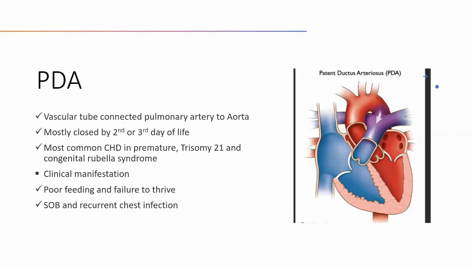And a large shunt PDA may cause some lower respiratory tract infections, can also cause some atelectasis and also some congestive heart failure. We also see it in trisomy 21 and congenital rubella syndromes, and it presents similarly to the other defects: poor feeding and failure to thrive, shortness of breath, and also the recurrent chest infections I already mentioned.